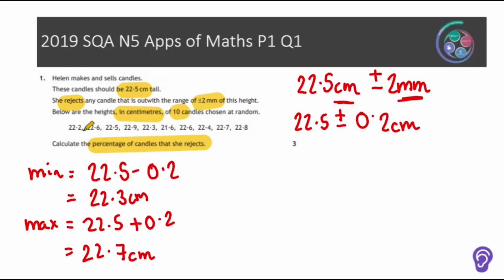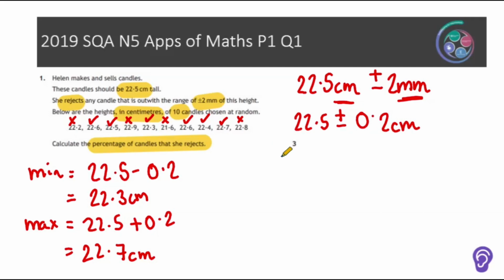So 22.2, first of all, too small. 22.6 is good, 22.5 is good, 22.9 is too big, 22.3 is just in tolerance, 21.6 is too small, 22.6 and 22.4 are in tolerance, 22.7 is just in tolerance, and then 22.8 is just too big. So there I would get my second mark just from showing those ticks and crosses.